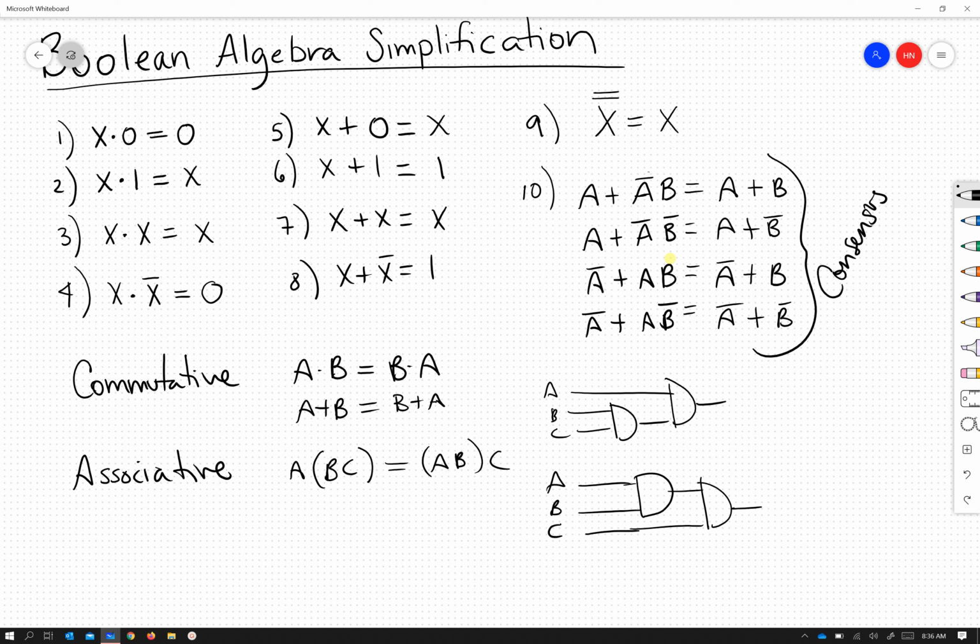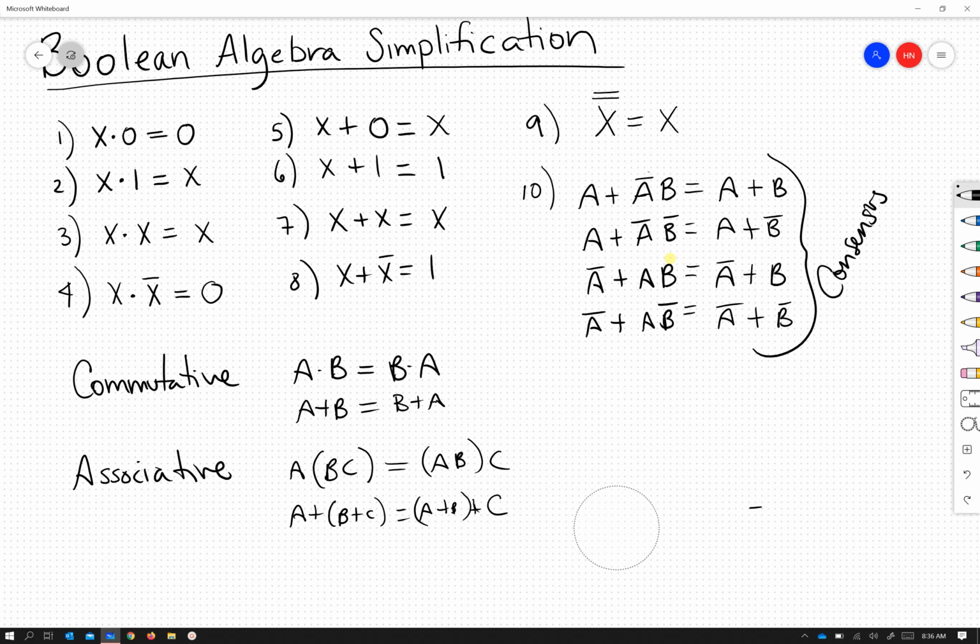And the same thing for OR. If I say A or B, C, it's the same thing. And it's the same thing if you have multiple, like if you have D, E. It doesn't matter how many you have, the order in which you group them first doesn't affect the result. And lastly, the distributive property.